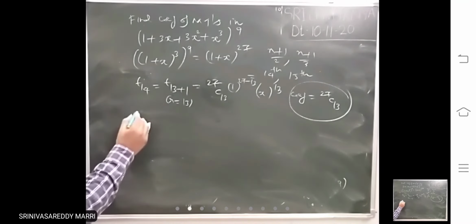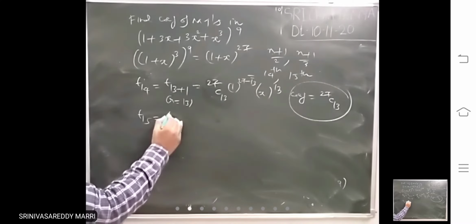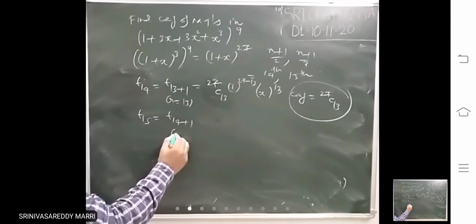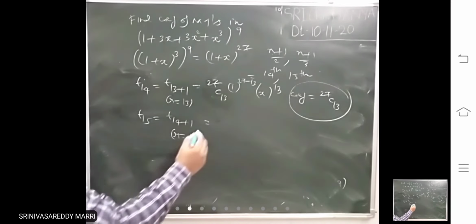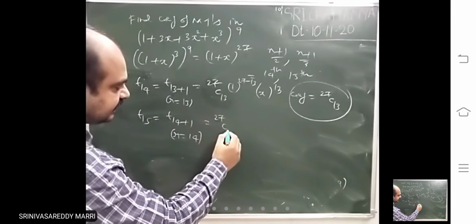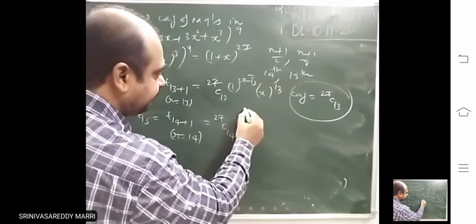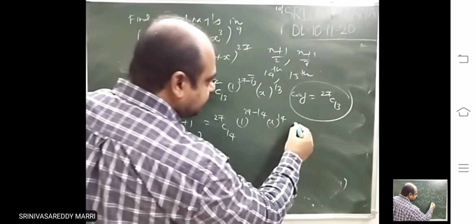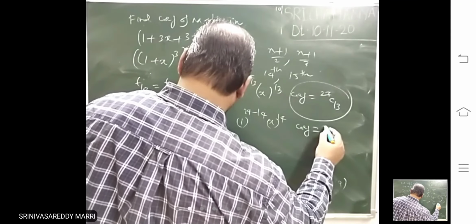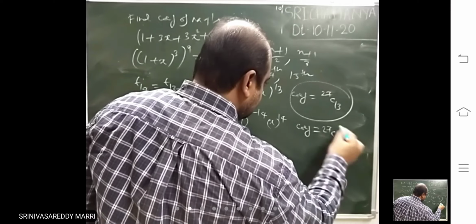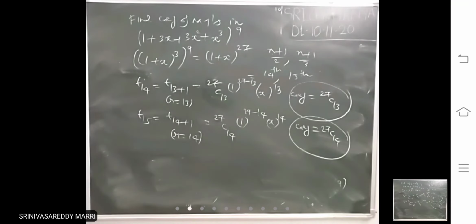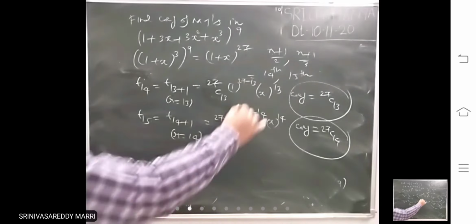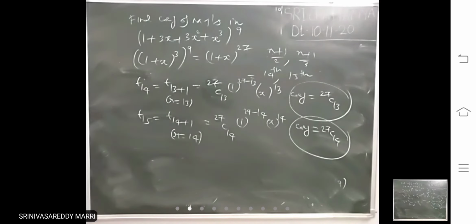Next you write the 15th term. Here r is 14. The general term is nCr into 1 to the power 27 minus 14 into x to the power 14. Therefore the coefficient is 27C14. These are the coefficients of the middle terms. Just find out which term it is and then write the coefficient. That is how to proceed with the coefficients.